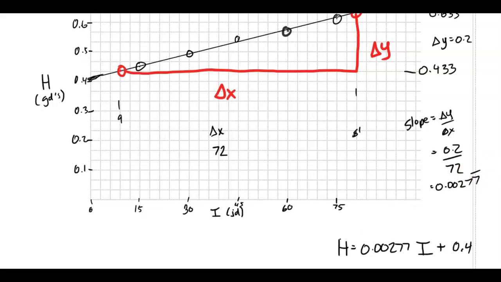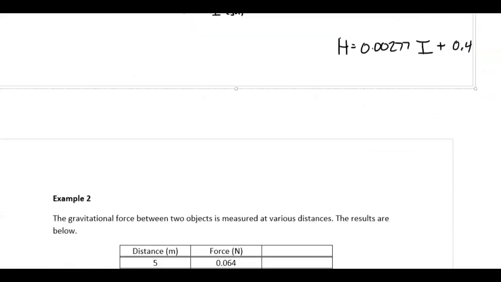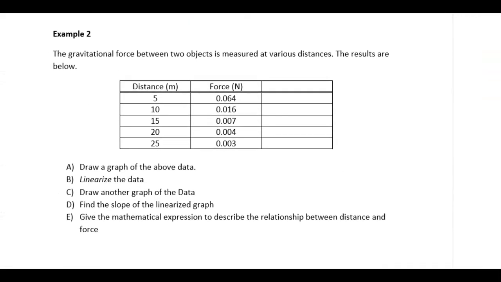Let's take a look at our second example. And here we've got the gravitational force between two objects is measured at various distances, and the results are below. So because they're measured at various distances, this is our manipulate. This is what's on our x-axis. We've measured the force, and so that is our responding, and so that will be on your y-axis.